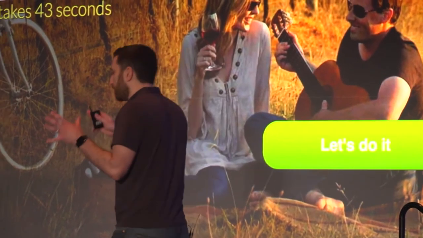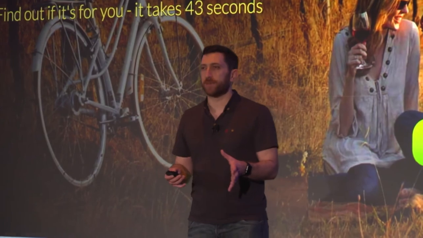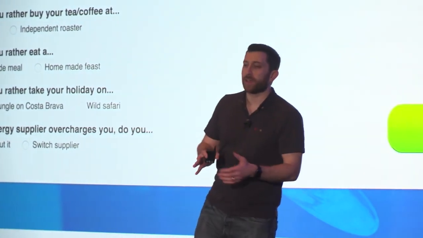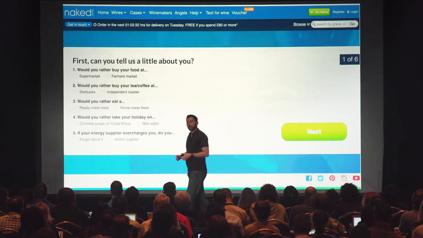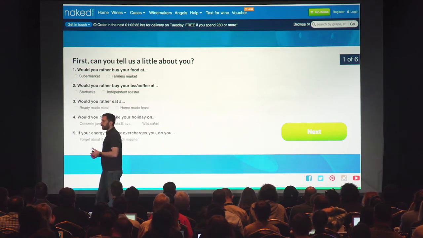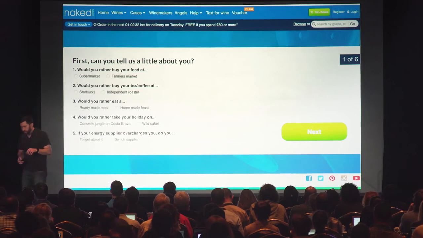They are building their sales mechanism around a Q&A system. It is super effective. Would you rather buy your food at a supermarket or a farmer's market? Would you rather buy your coffee at Starbucks or an independent roaster? They're doing a number of subtle things here. They're trying to build an affinity with the brand. They're saying, you are like us. We are different to everybody else. We are a little bit smarter than them. This is what we are like.